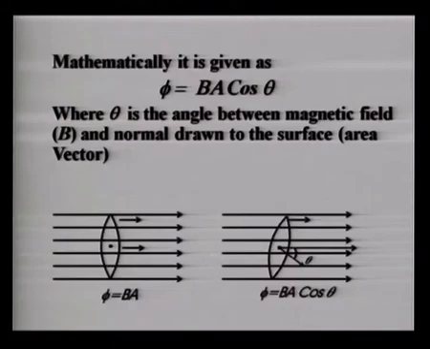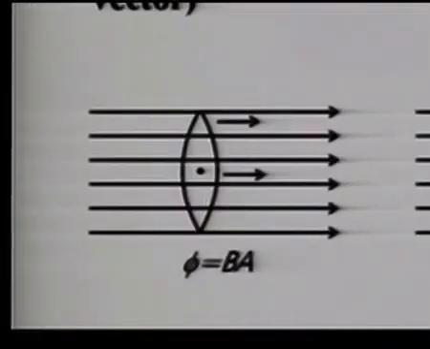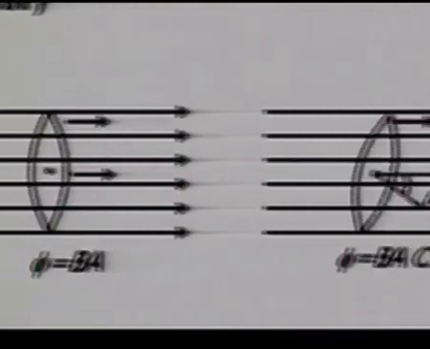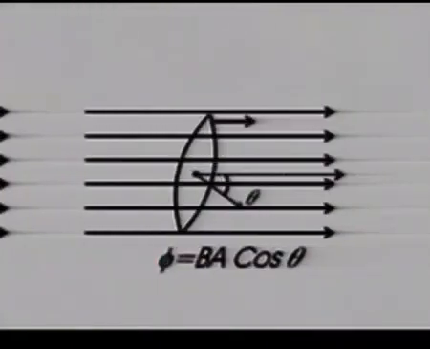And here you can see in the first diagram the circuit or the coil placed in a magnetic field. The first arrow is the direction of magnetic field and the second arrow, which is pointing out, represents the area vector. So theta is 0 and flux becomes B into A. In the second it becomes BA cos theta, because theta is the angle between magnetic field and area vector.